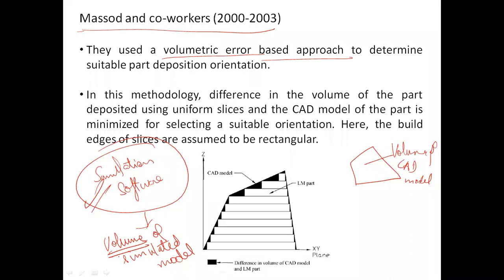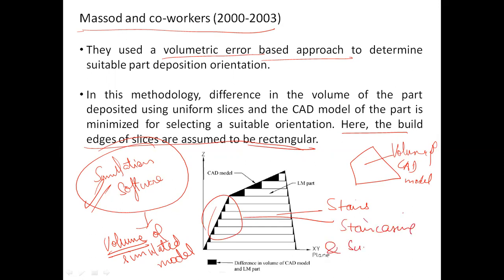There is generally going to be a difference, definitely, in volume between the CAD model and the simulated model, because first of all, the model in the simulation is going to be fabricated in stairs. And another thing was, the build edges were considered to be rectangular in nature. As a result, you had staircasing and surface roughness.